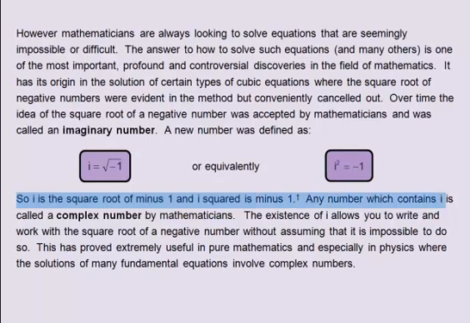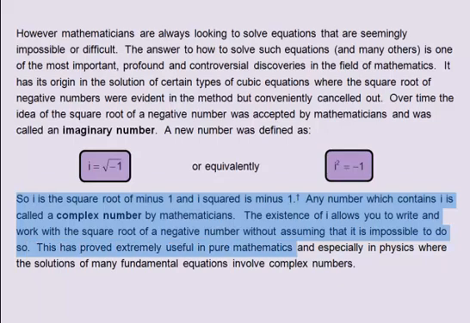Any number which contains i is called a complex number by mathematicians. The existence of i allows you to write and work with the square root of a negative number without assuming that it is impossible to do so. This has proved extremely useful in pure mathematics, and especially in physics, where the solution of many fundamental equations involve complex numbers. Note, although i is commonly used, in the study of electronics j is used instead, as i represents current.